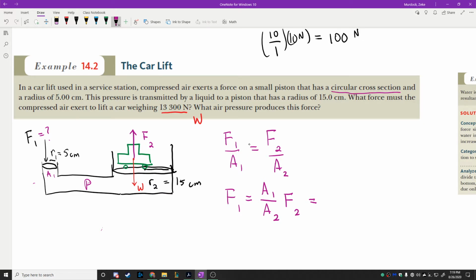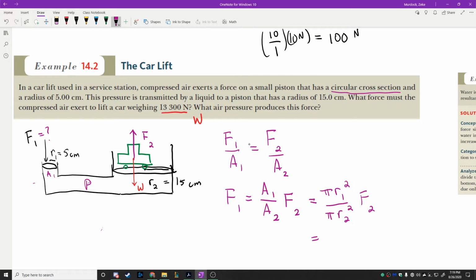Yeah, just pi r squared, right? So area 1 is going to be pi times r1 squared. Area 2 is going to be pi times r2 squared. And we multiply that by the force, F2. So you're close, Ed. It's not the ratio of the radii, it's the ratio of the square of the radii. That's the only thing I was taking issue with. But you're technically right. We don't really need to put it, right?